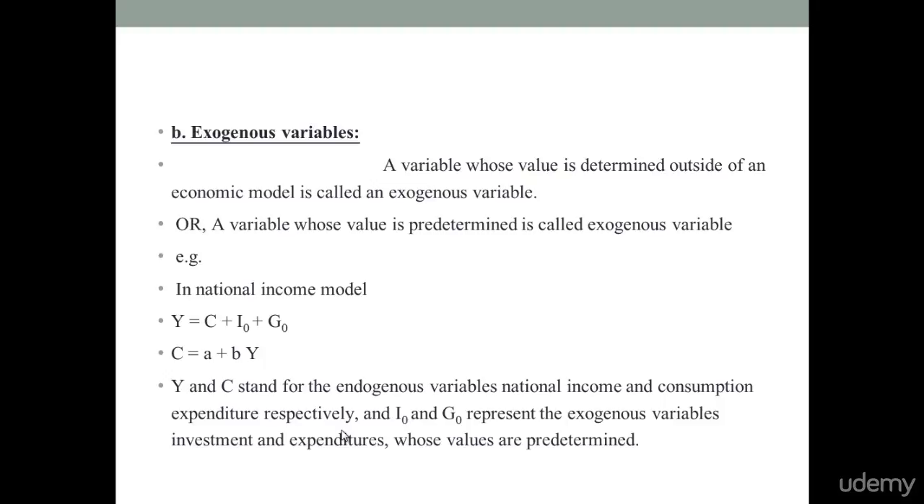A variable whose value is determined outside of an economic model is called an exogenous variable. For example, a variable whose value is predetermined is called an exogenous variable. In the national income model, we see Y = C + I₀ + G₀, C = a + bY, where Y and C stand for the endogenous variables national income and consumption expenditure respectively, and I₀ and G₀ represent the exogenous variables investment and government expenditure, whose values are predetermined.